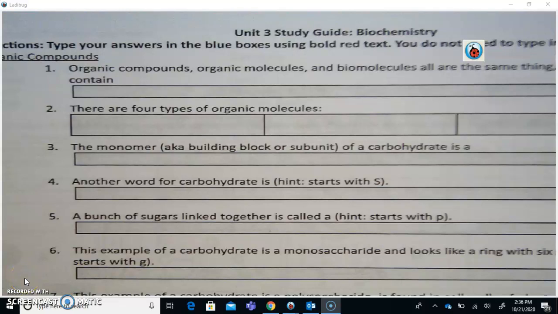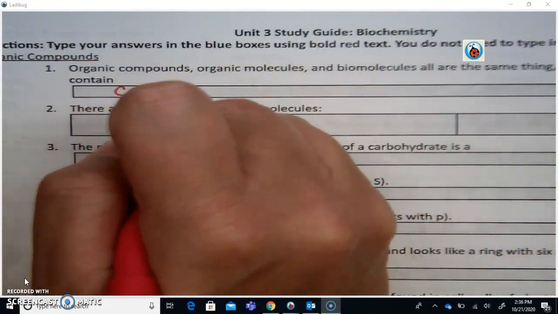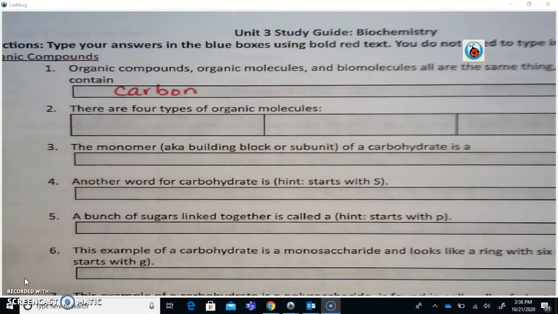Today I'd like to go over the Unit 3 study guide on energy. So let's just jump right into this. Number one, organic compounds, organic molecules, and biomolecules all are the same thing, and they all contain the element carbon. There are 4 types of organic molecules, and there's actually a mistake.